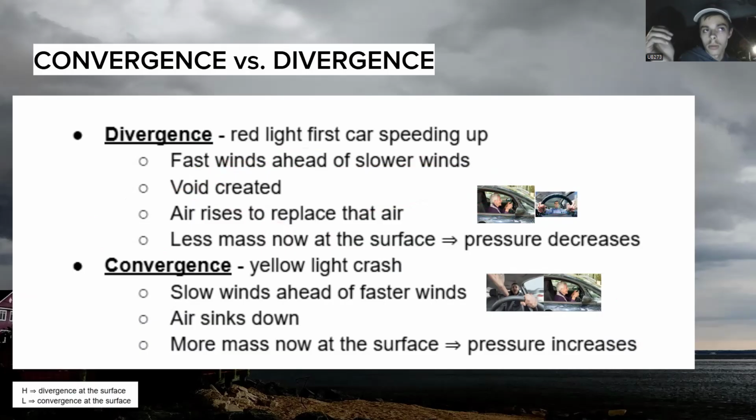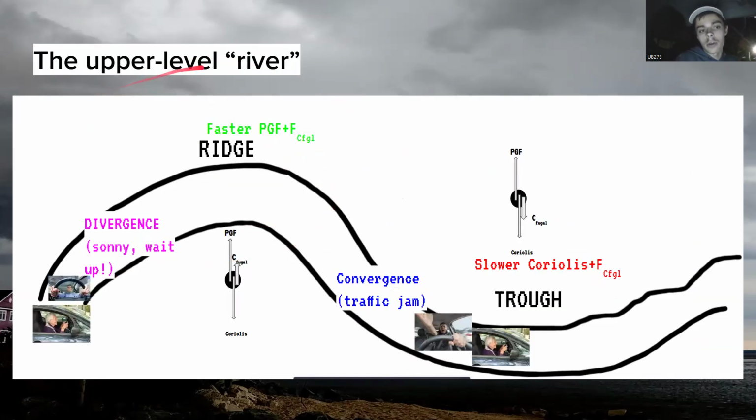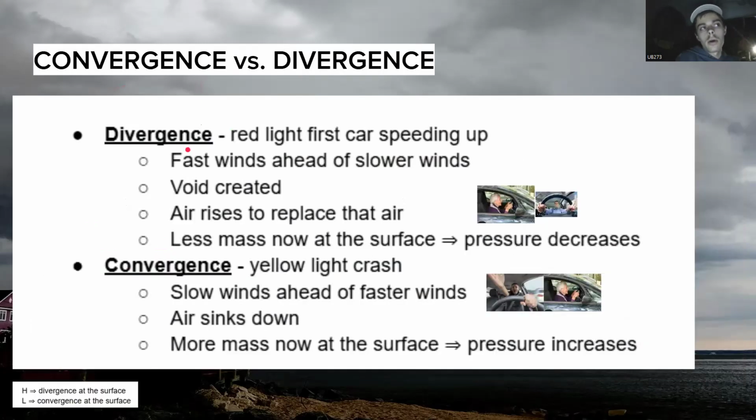So, oh, what's there now? Is there just empty space there? There's no wind in between them. Okay, well, air has to replace that. And how's that going to happen? Air is going to rise to replace that. This is talking about the upper levels. Okay, so once again, this is the upper levels of the atmosphere. So air from below is going to rise to fill that gap.